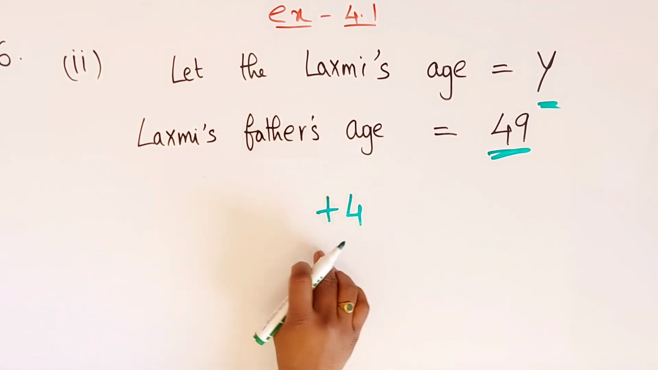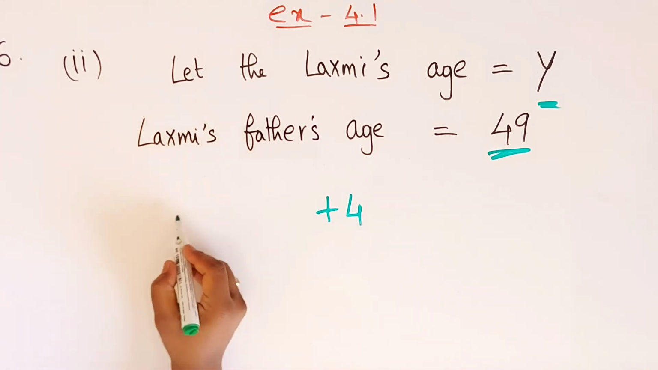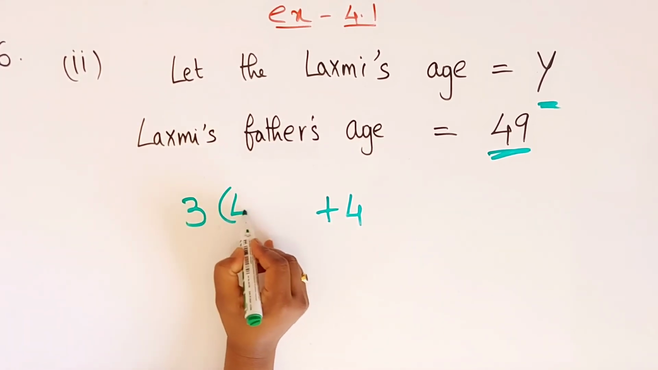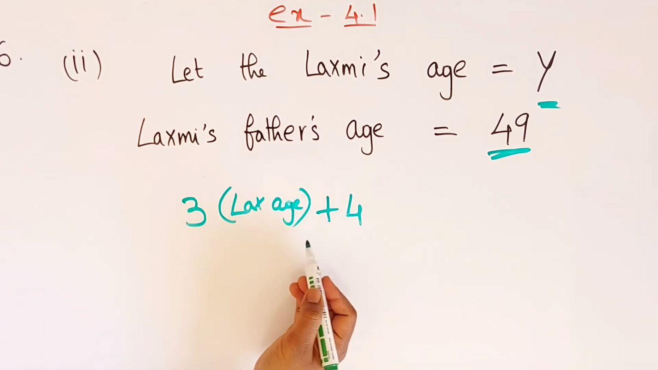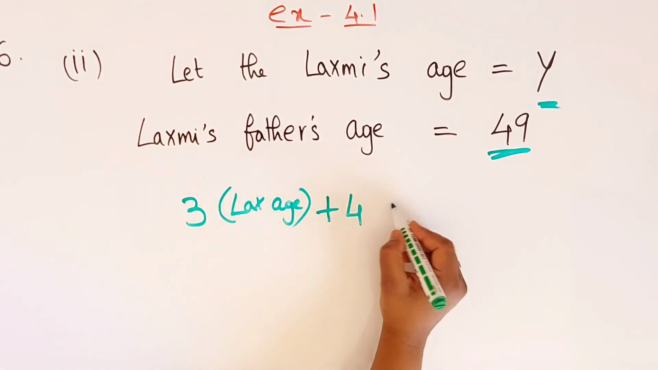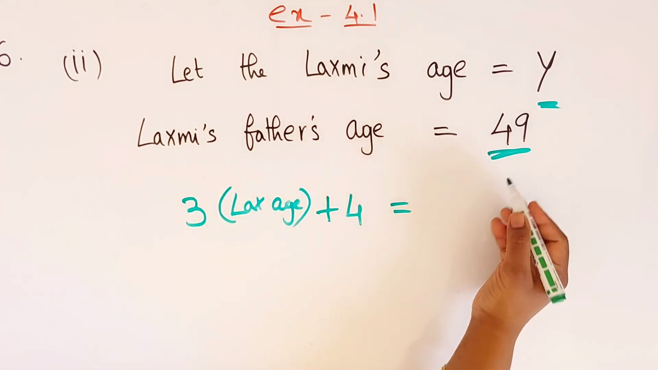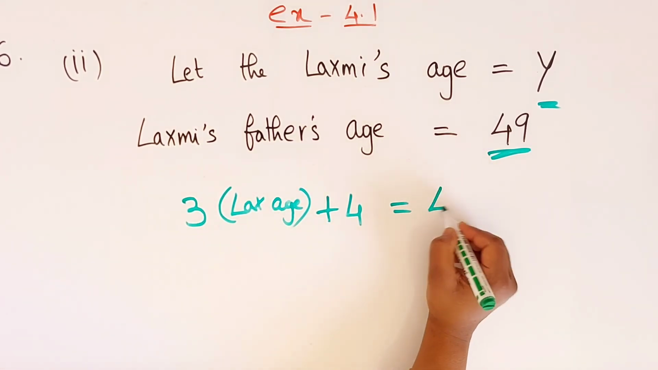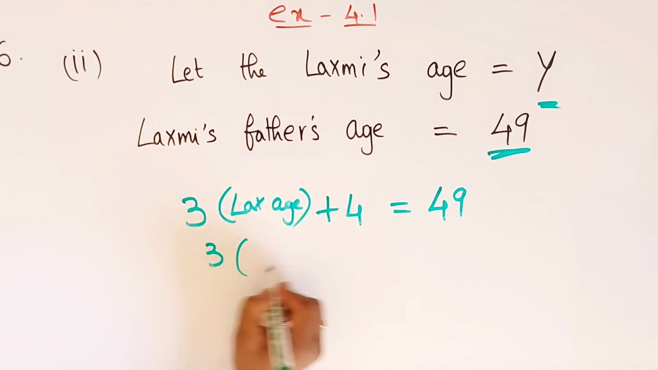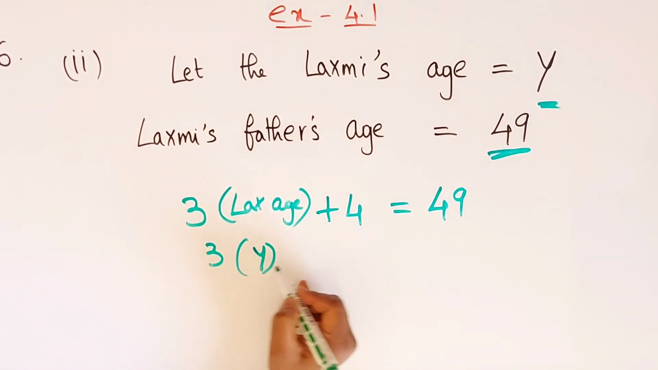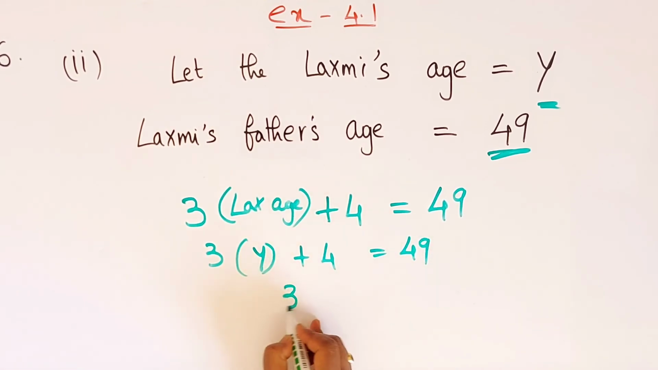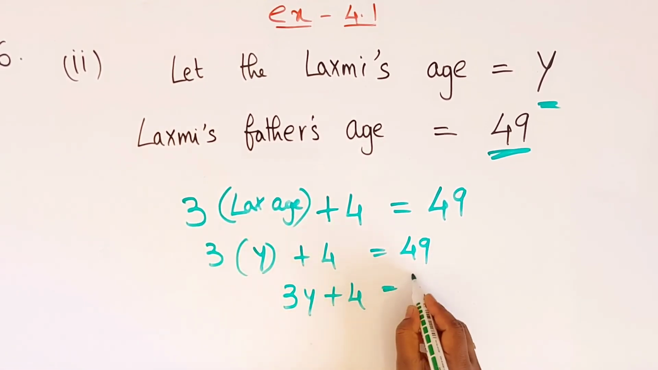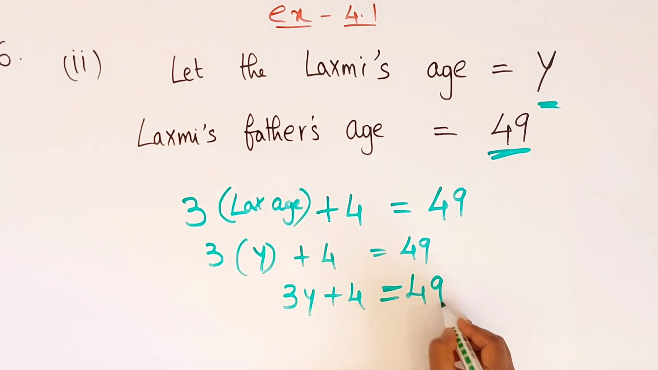He is 4 years older than 3 times of Lakshmi's age. 3 times of Lakshmi's age. 3 into Lakshmi's age. That is her father's age. Right children? What is Lakshmi's father's age? 49. 3 of Lakshmi's age here, Y. We have taken as Y. Plus 4 equal to 49. That means 3Y plus 4 equal to 49 children. This is the equation.